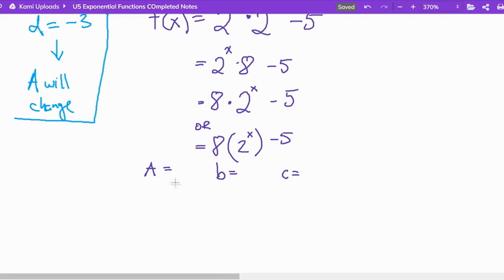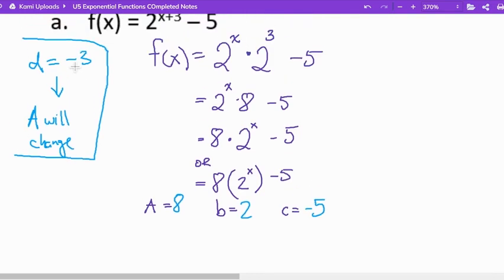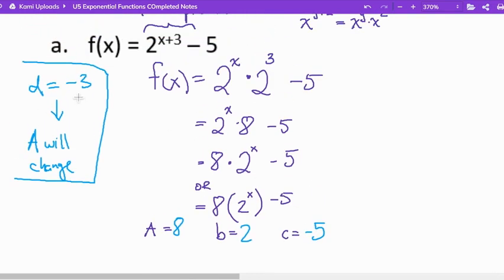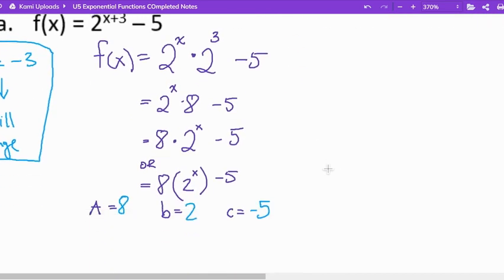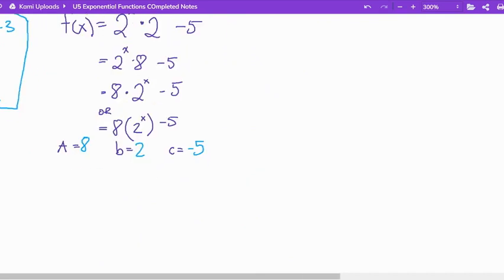All right, nice and out loud. What's the a value? What is the b value? And c? Good question. Is the b value 2 to the power of x or just the 2? Just the 2. It's the base. And what did we say, folks? We predicted, if there's a d value, the a will change. And it did. Hooray! We did a great prediction. We are good math detectives.